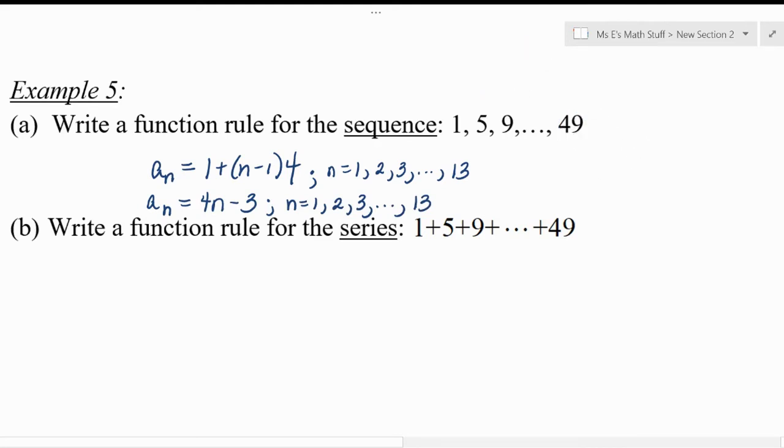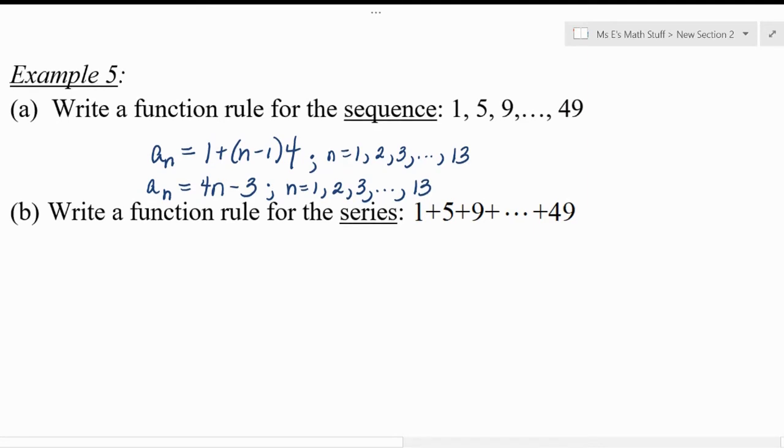And in this case, you'd need to use n values from 1 to 13. All right, now let's talk about how we say add them together instead of just listing them. And that's actually going to be a pretty simple thing. It's just a matter of being told.